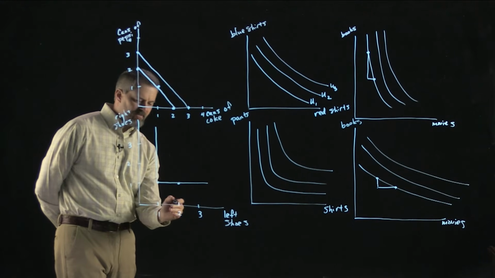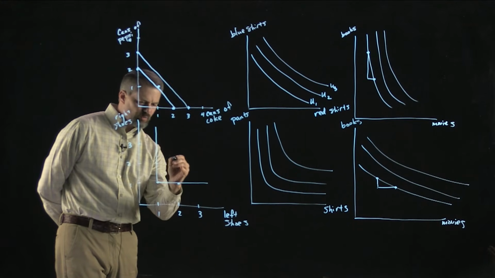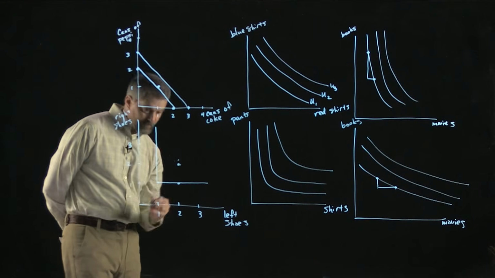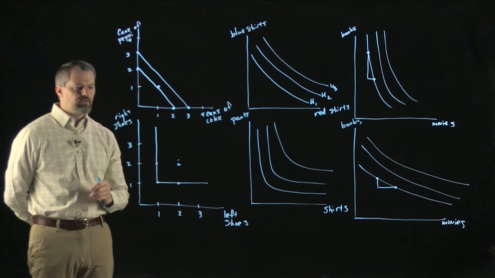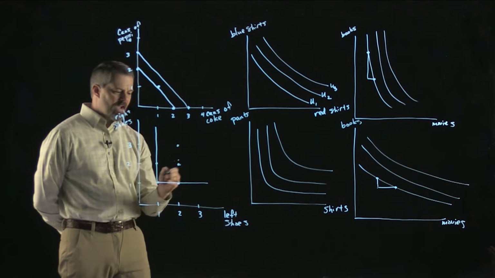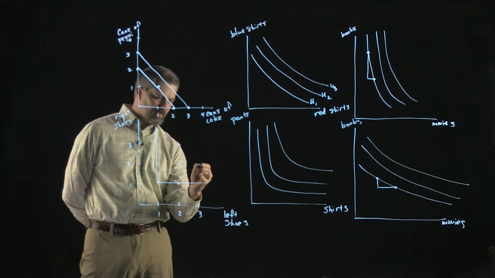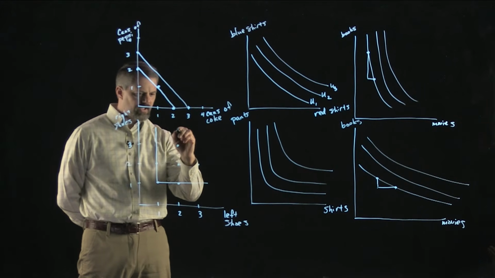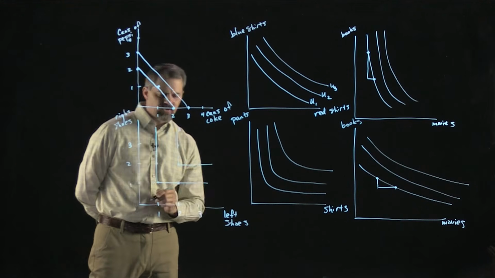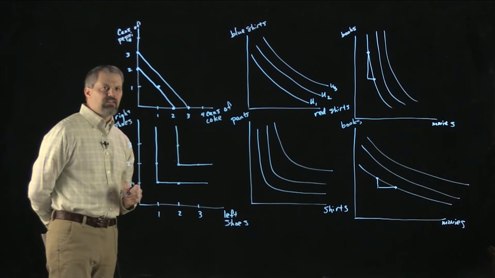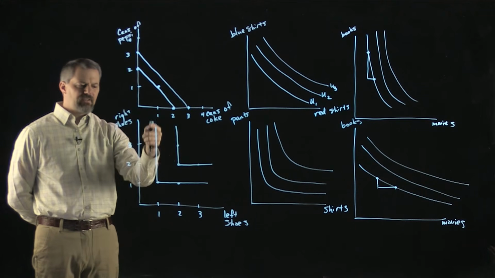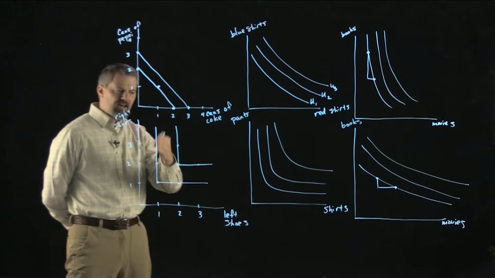Now we could think about having 2 left shoes and 2 right shoes. That's a point right up here. Now you've got 2 pairs of shoes, but having a 3rd right shoe doesn't make you any better off. Or having a 3rd left shoe doesn't make you any better off if you've still only got 2 right shoes. So this would be a higher indifference curve, but it's still going to be L-shaped. So you can see that with perfect substitutes, the indifference curves will be linear. With perfect complements, the indifference curves will have L shapes.